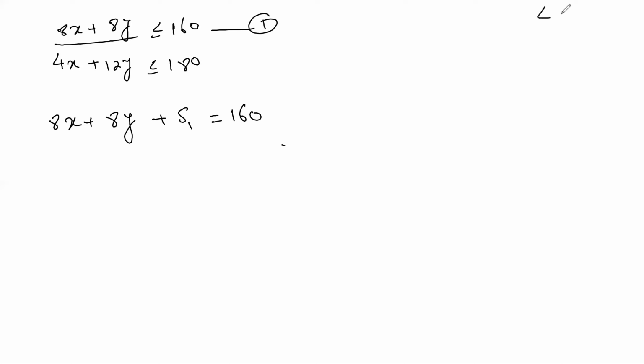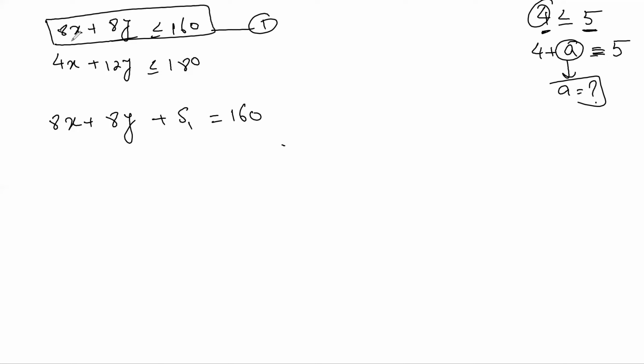Like 4 is less than 5, and I want to add something here, then they will be equal, because this side is less than the right side. So on the left side, I need to add something. When I add, then they will be equal. I need to find out what I should add so that these two sides are equal to each other. Similarly here, if you see this equation, this left side is less than the right side.